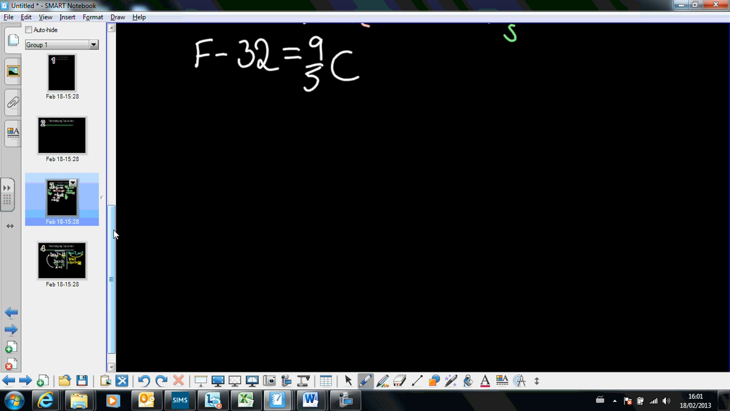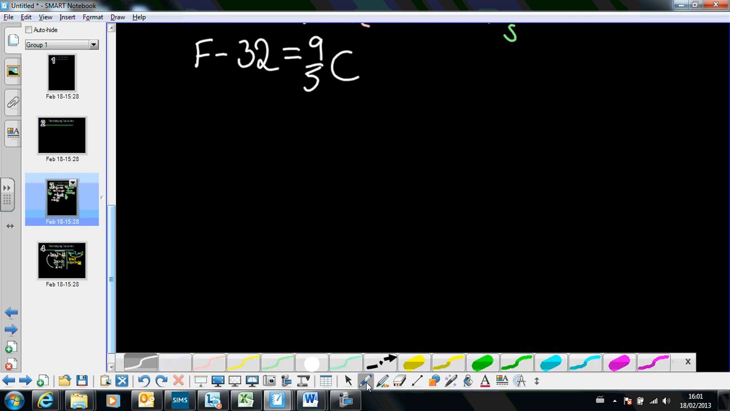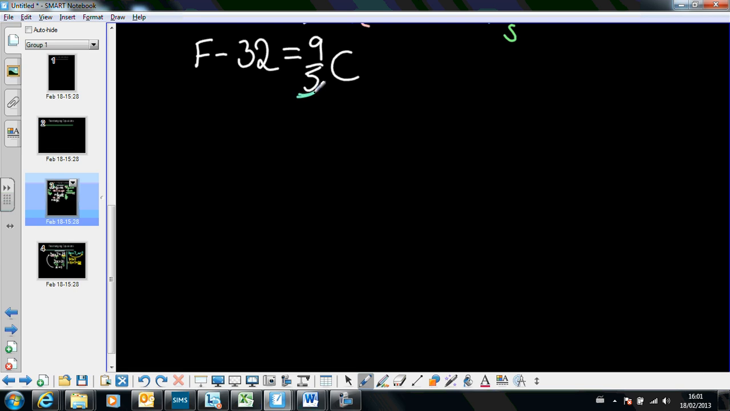So F minus 32 is 9/5 of C. So I can get rid of the multiplication or the division. Now, whether I get rid of the division by 5 or the multiplication by 9 doesn't matter, because division and multiplication are interchangeable. But I think it's probably going to be easier to get rid of the 5. So I'm going to get rid of the divide by 5 by multiplying both sides by 5.